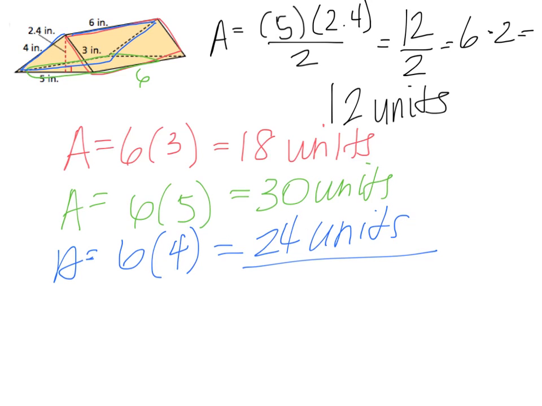Then I need to add these 4 together because I want to combine them. So when I add these all together, I end up getting 84 units squared. And these numbers all should have been squared as well.